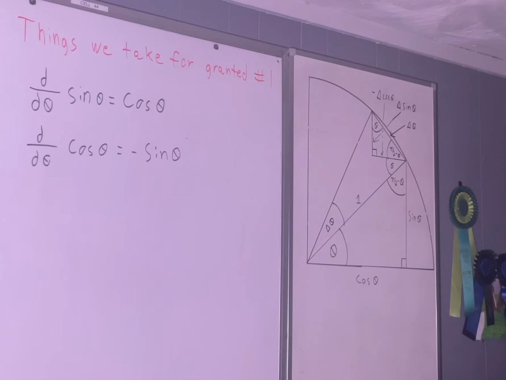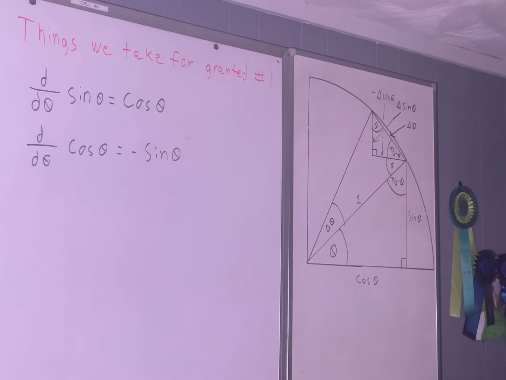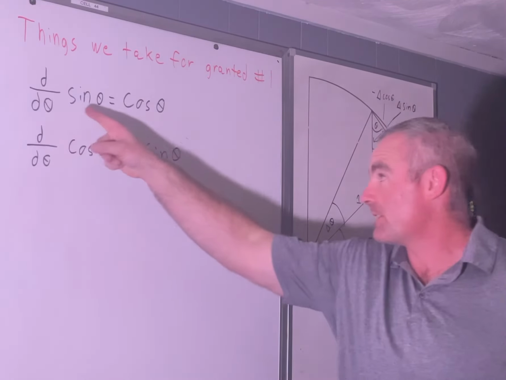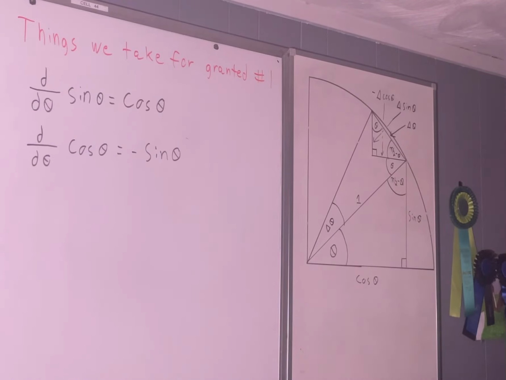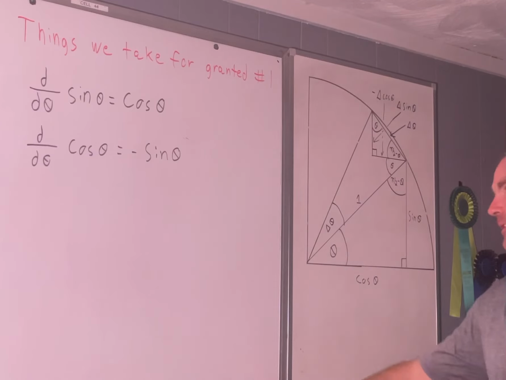This is going to be the first video in a series titled Things We Take for Granted. This is going to be number 1. And the thing we have been taking for granted is that the derivative with respect to theta of sine theta is equal to cosine theta. And also that the derivative of cosine theta is equal to negative sine theta.